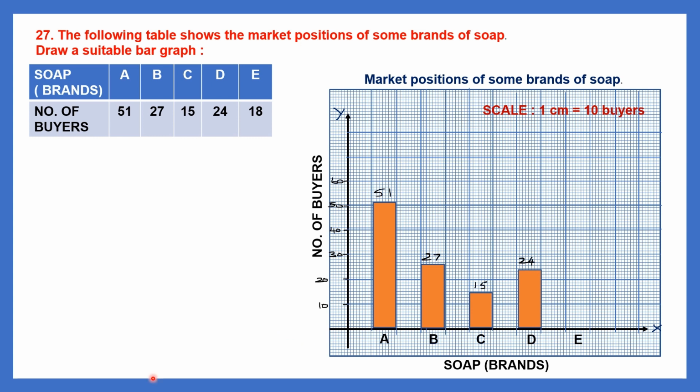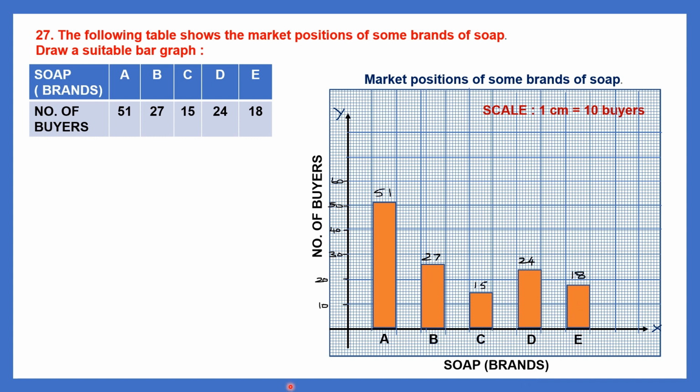The last one is brand E, which has 18 buyers. So E is here. Now we have to look for 18. We have 10 here and 20 here. So you know where 18 will come. It will come somewhere in between. So follow that with the help of your ruler and draw your bar. So we have it here. So that is 18.